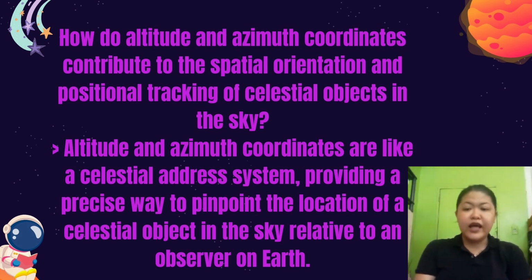So in essence, altitude and azimuth provide a dynamic framework for understanding the position of celestial objects relative to the observer, allowing for the tracking of their movement across the sky. This is crucial for various applications from scientific research to navigation and recreational stargazing.